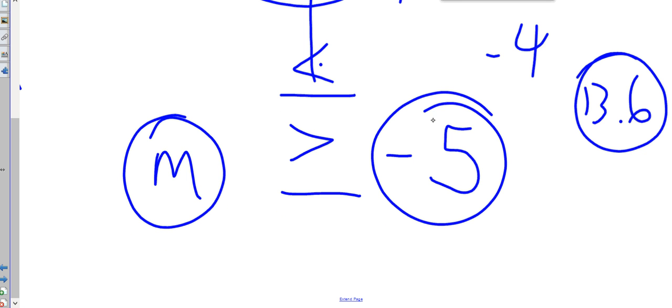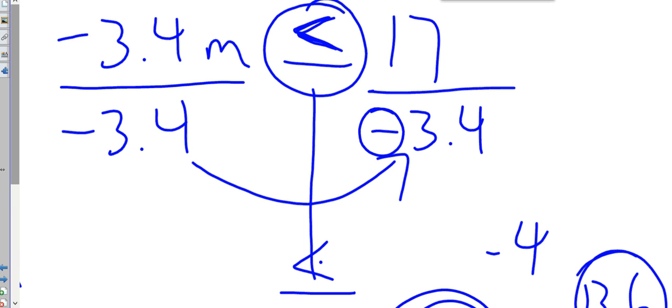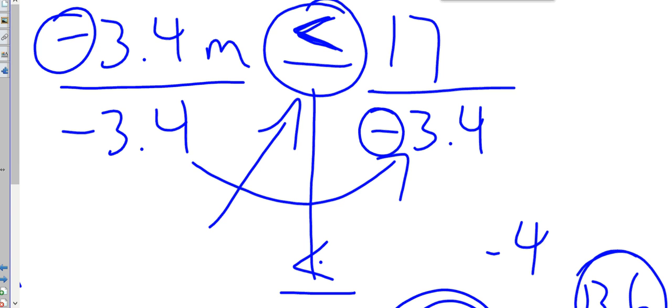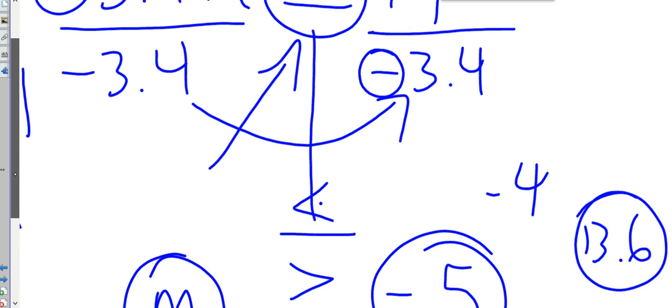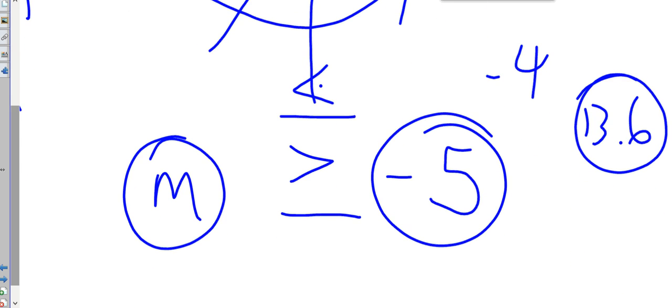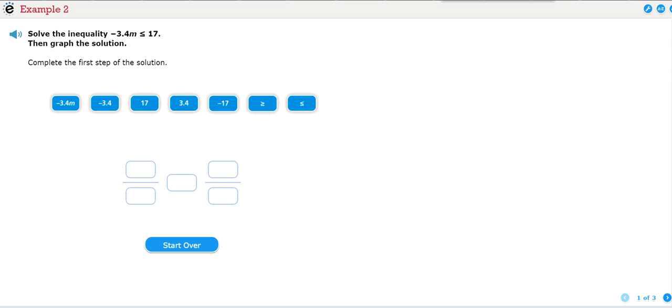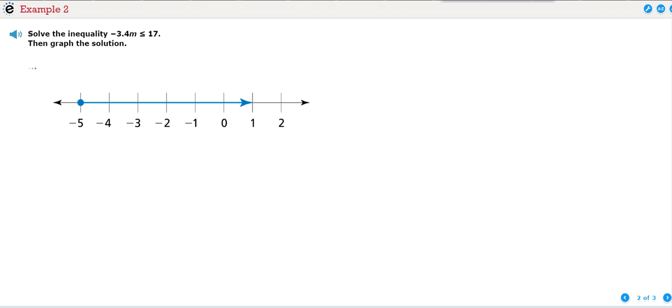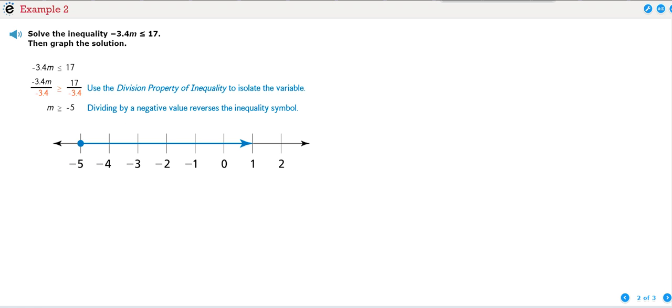Okay. This is going to take a little bit of practice, but this is going to be the biggest thing in this lesson: whenever you have a negative, you've got to flip your symbol as you move it over. All right? So remember that, and you're going to be golden. If you go back to the sample problem, it walks us through the steps.